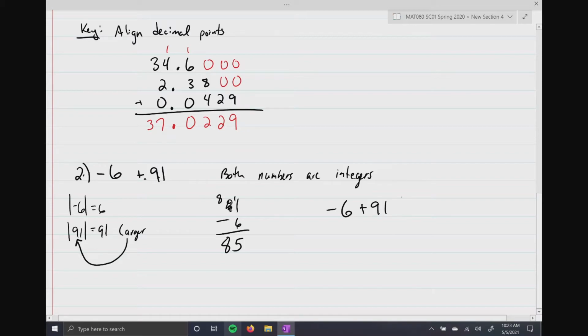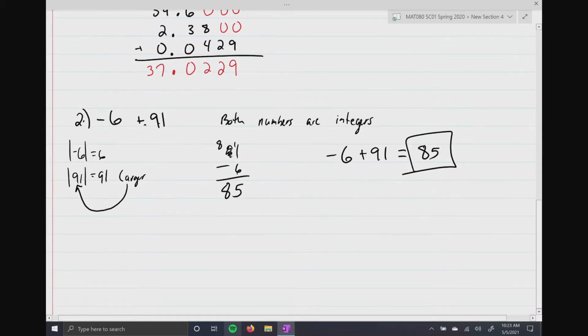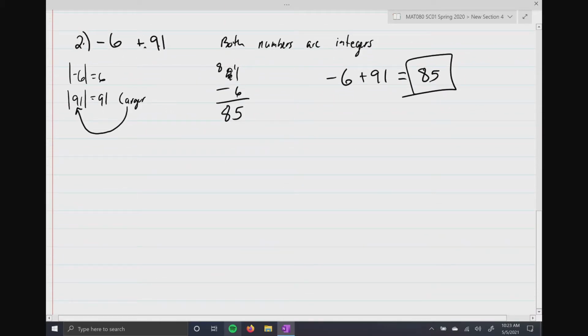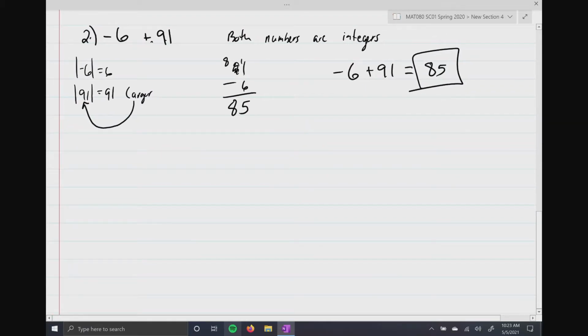So -6 plus 91 equals 85. Does that make sense, everybody? Good. Am I moving too fast? Are we okay? All right, good, because I am going to speed up. No, I'm not going to speed up right now, but I'm going to move a little bit faster than normally. So here's our next example.